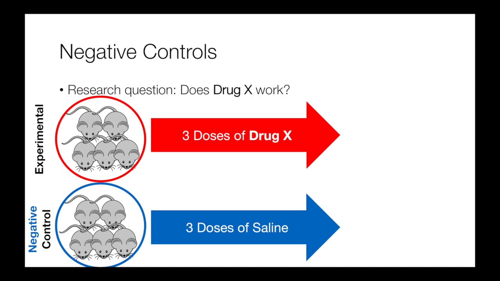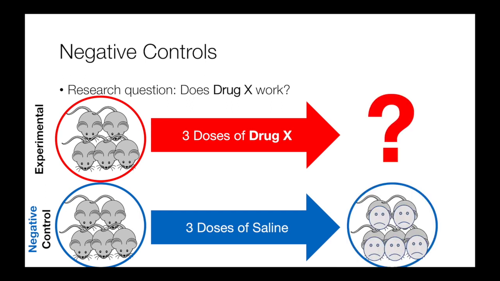So what does it mean to be a negative control? Well, I know that the saline isn't going to do anything to stop the cancer. I'm looking to see a reduction of cancer, and I know that saline will not do that. Thus, because I chose a control that I know will not produce results, it is a negative control.